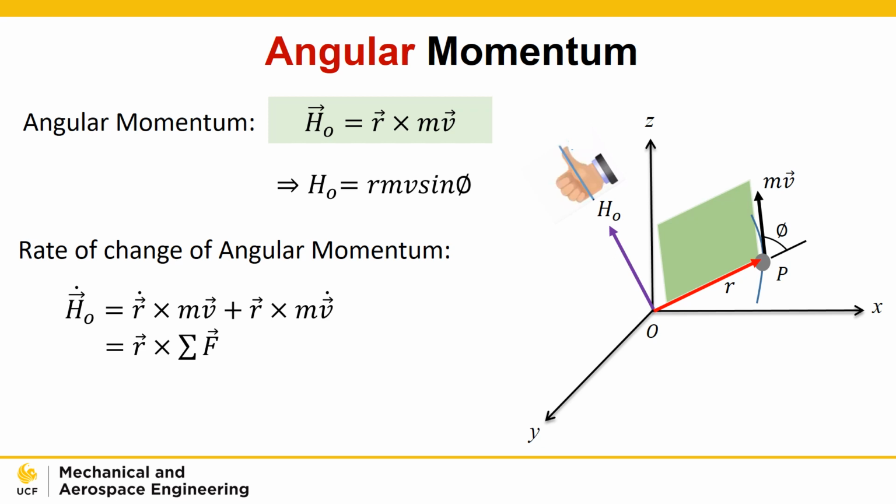In the second term, since mv dot is equal to ma, which is equal to the summation of forces from Newton's second law, we can write HO dot is equal to r cross F, which represents the sum of moments of all the forces about O. This implies that the rate of change of angular momentum about O is equal to the sum of moments of all forces about O acting on a particle. That is, HO dot is equal to summation MO.